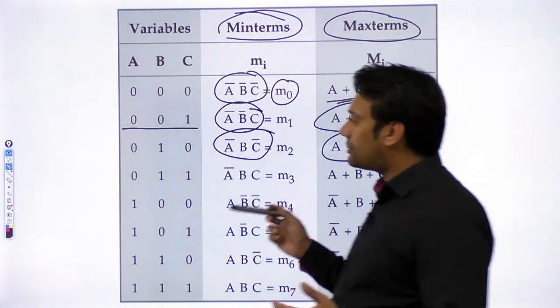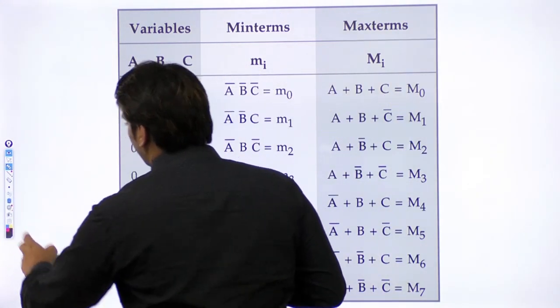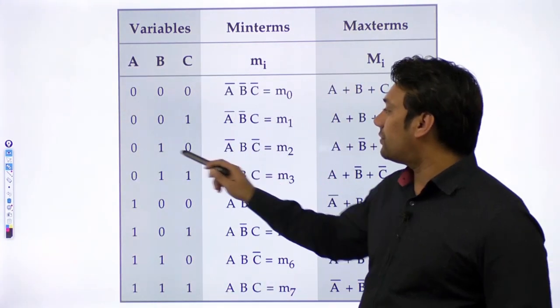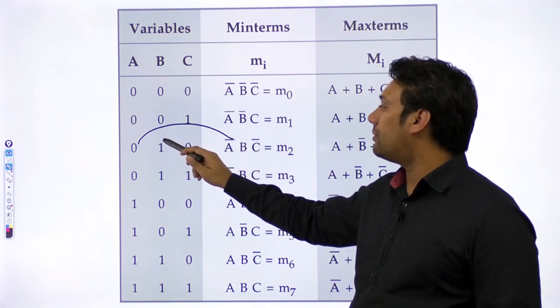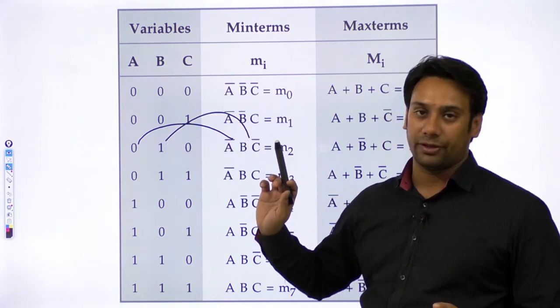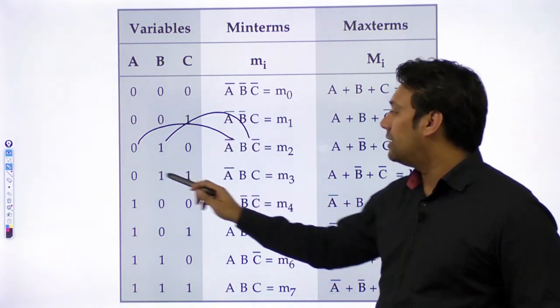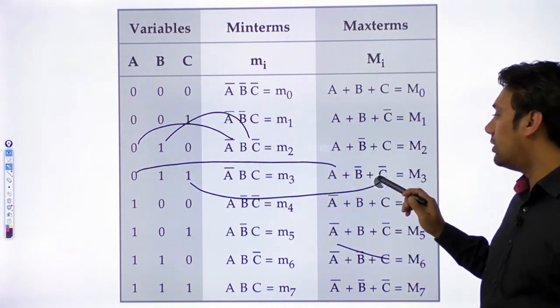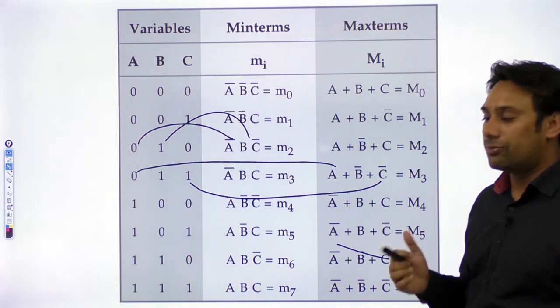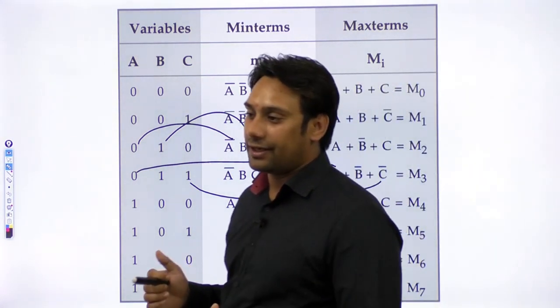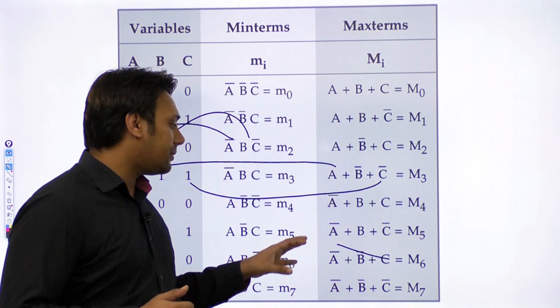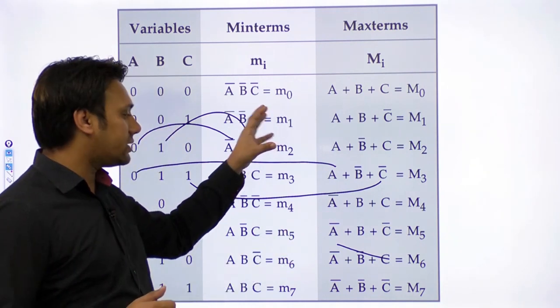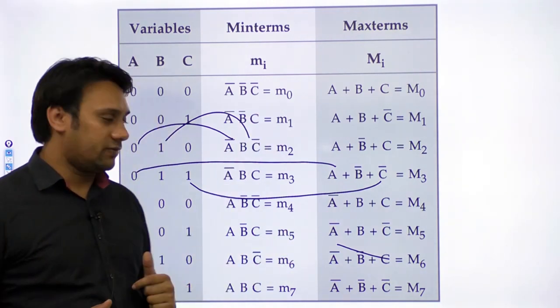So in rough words you can say, whenever I have to make a min term, I write 0 as a complement and I write 1 as non-complemented form. But in case of a max term, I write 0 as non-complemented and I write 1 as a complemented form. So this should be very, very clear to you. And we are going to take a lot of examples based on this. Based on those examples you can also see how we can solve it.